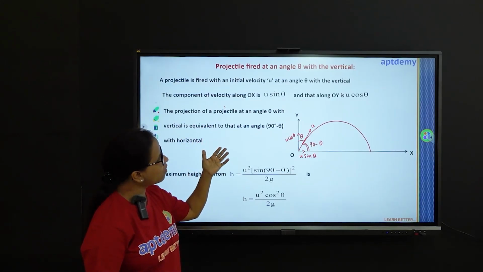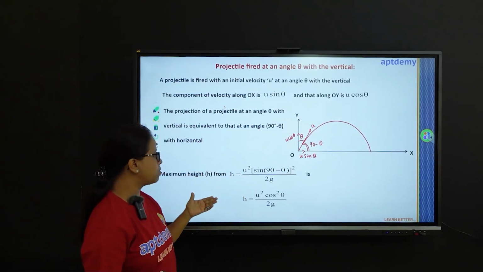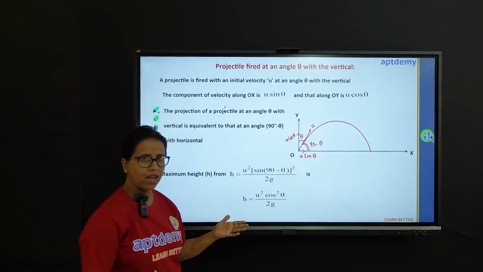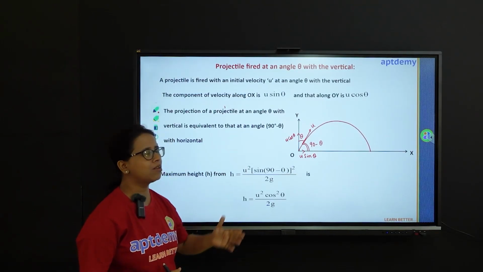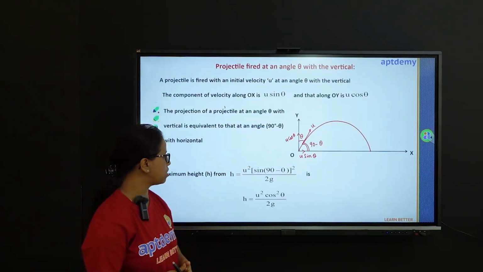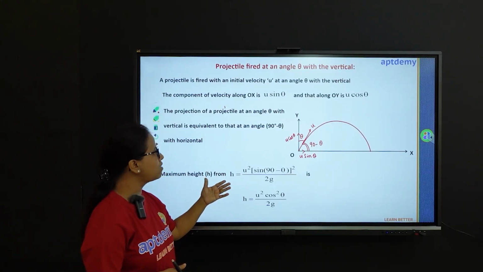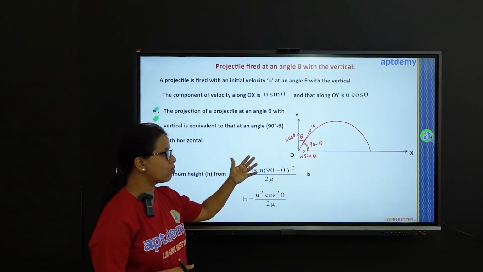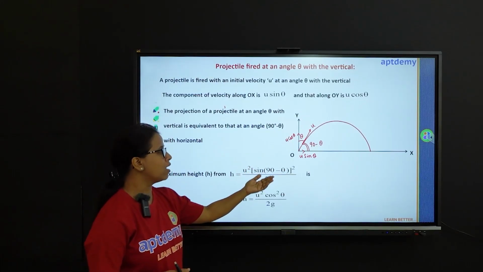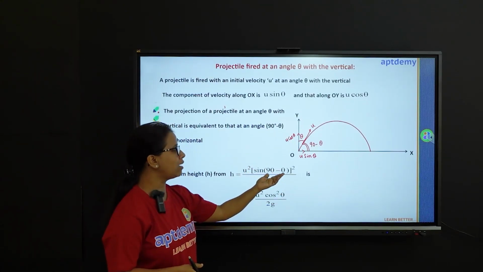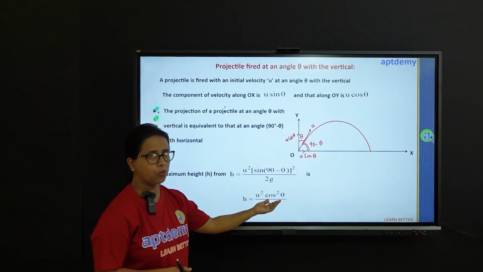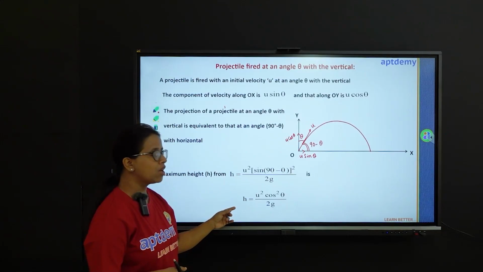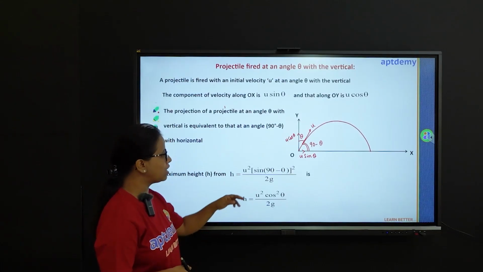So we already have the expressions for maximum height, time of flight and range. We'll simply substitute theta by 90 minus theta in those equations. So we get maximum height as equal to u square sine square theta. It was theta, in place of theta we'll write down 90 minus theta. So this gives us a change in the trigonometric function. We have h equal u square cos square theta by g.